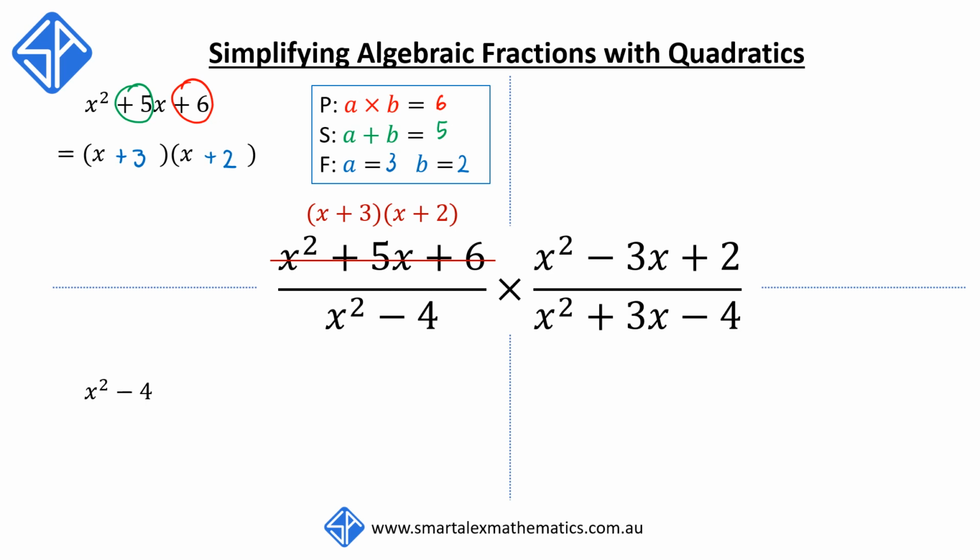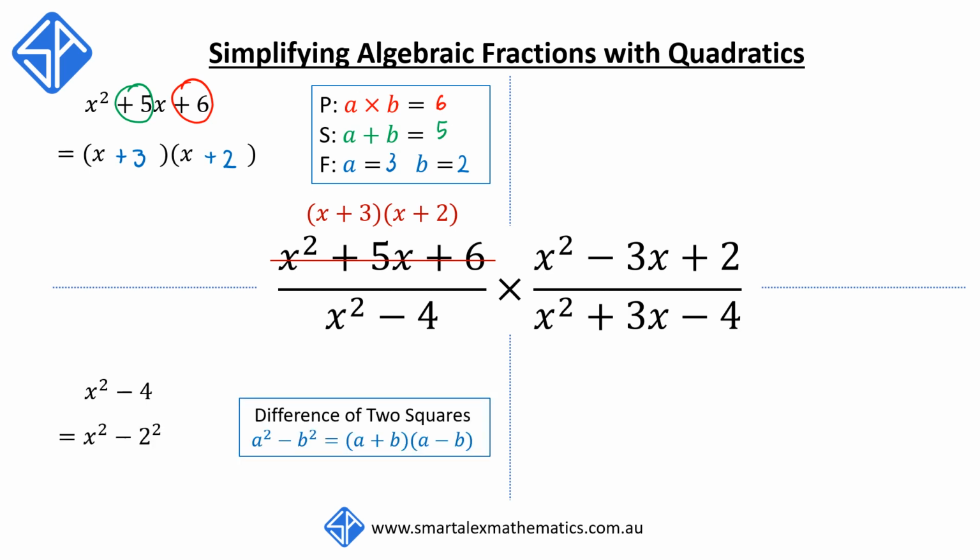This is a difference of two squares, and we can rewrite this expression as x squared minus 2 squared. And using the difference of two squares identity, we can factorize this into x plus 2 times x minus 2. And so we can now replace x squared minus 4 with the factorized form of x plus 2 times x minus 2. Next, we've got x squared minus 3x plus 2.